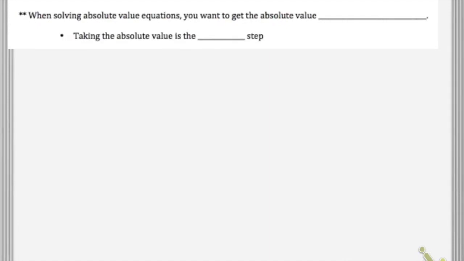When you solve an absolute value equation, you want to get the absolute value by itself. A lot of times we'll refer to that by the word isolating. So you isolate the absolute value. It just means to get it by itself. Taking the absolute value, finding that distance from 0, is the last step. That's really important. You have to get the absolute value alone, and then you take the absolute value.